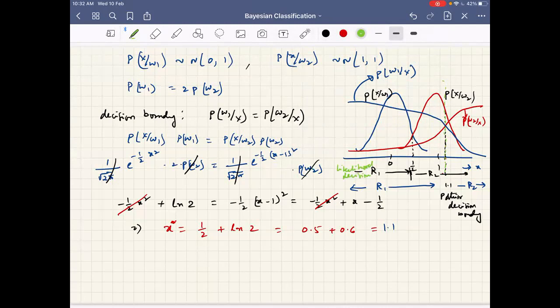Okay, decision regions. In case P of omega 2 is equal to 2 times P of omega 1, then what will happen? Case 3, or example 3: P of omega 2 equal to 2 times P of omega 1. In that case, what may happen?